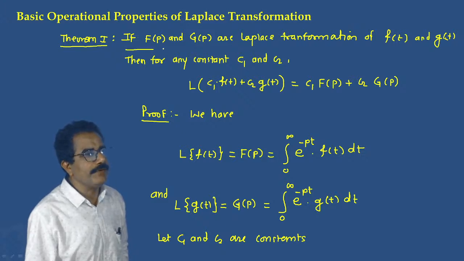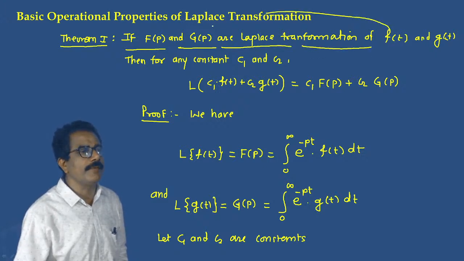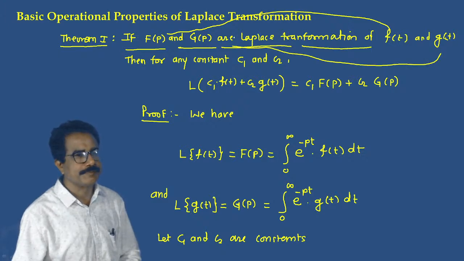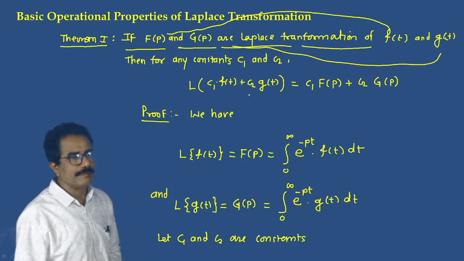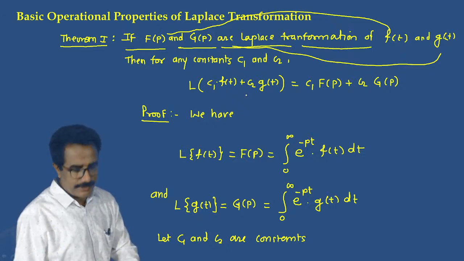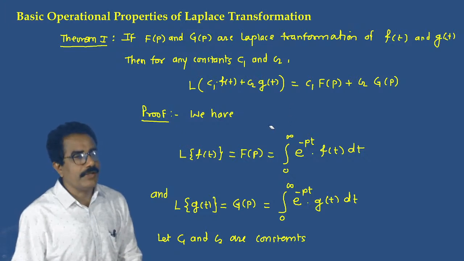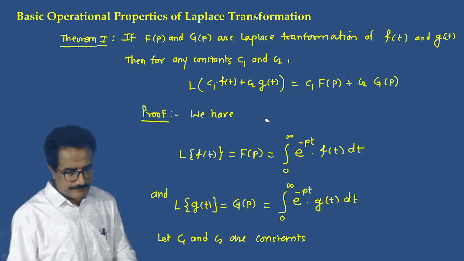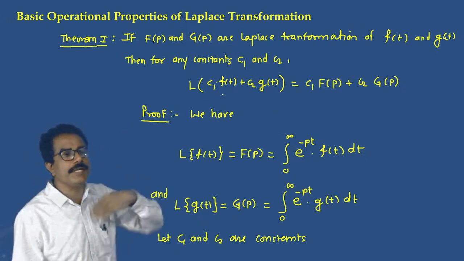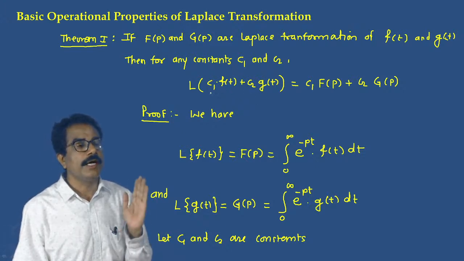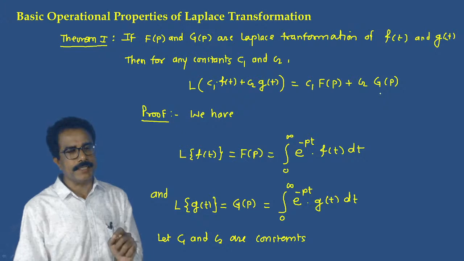Okay, now see here, if capital F of p and capital G of p are the Laplace transformation of small f of t and small g of t, then for any constants c1 and c2, we have to prove that the Laplace transformation of c1 f of t plus c2 g of t is equal to c1 capital F of p plus c2 capital G of p.